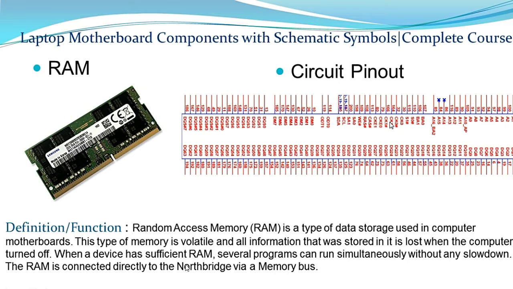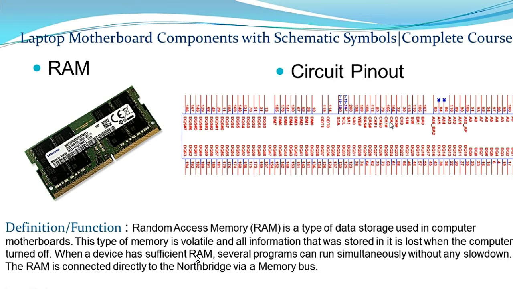When a device has sufficient RAM, several programs can run simultaneously without any shutdown. The RAM is connected directly to the North bridge via memory bus. Of course, the RAM is connected to the North bridge. That's why we called it GMCH, graphic memory controller hub.